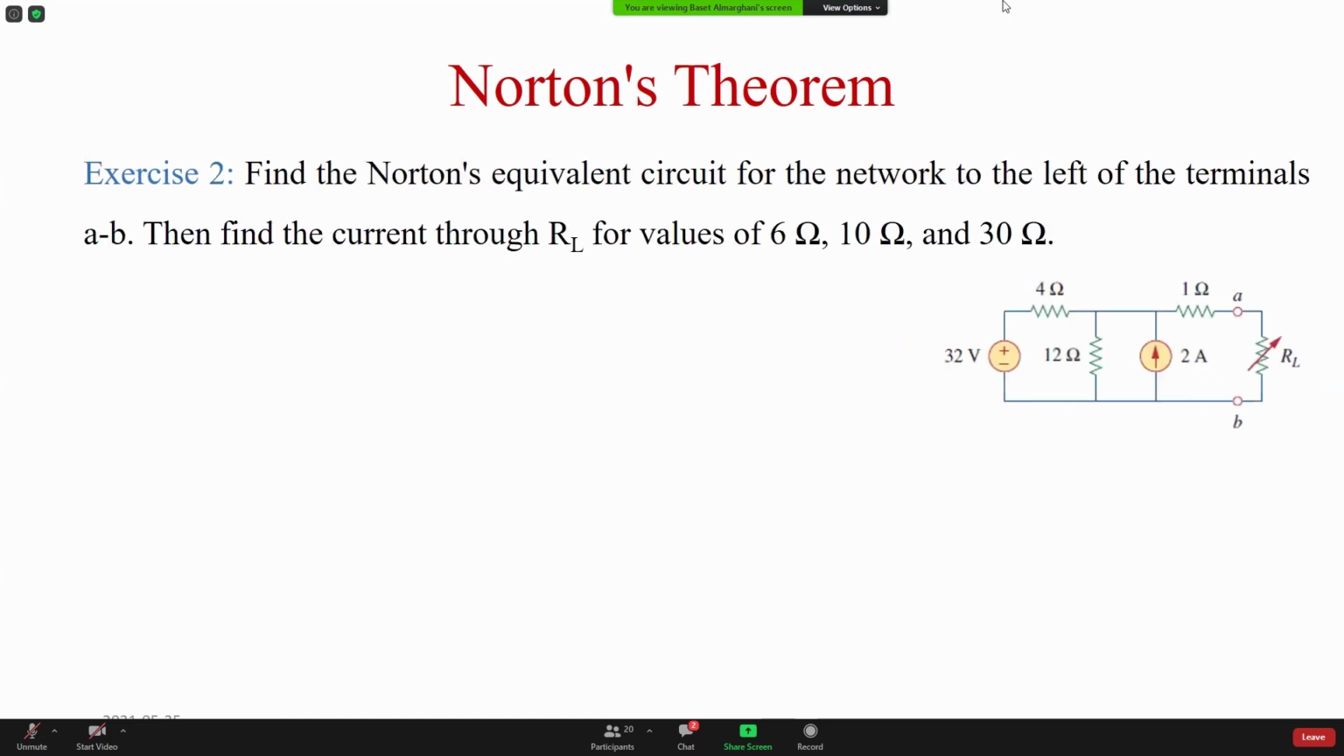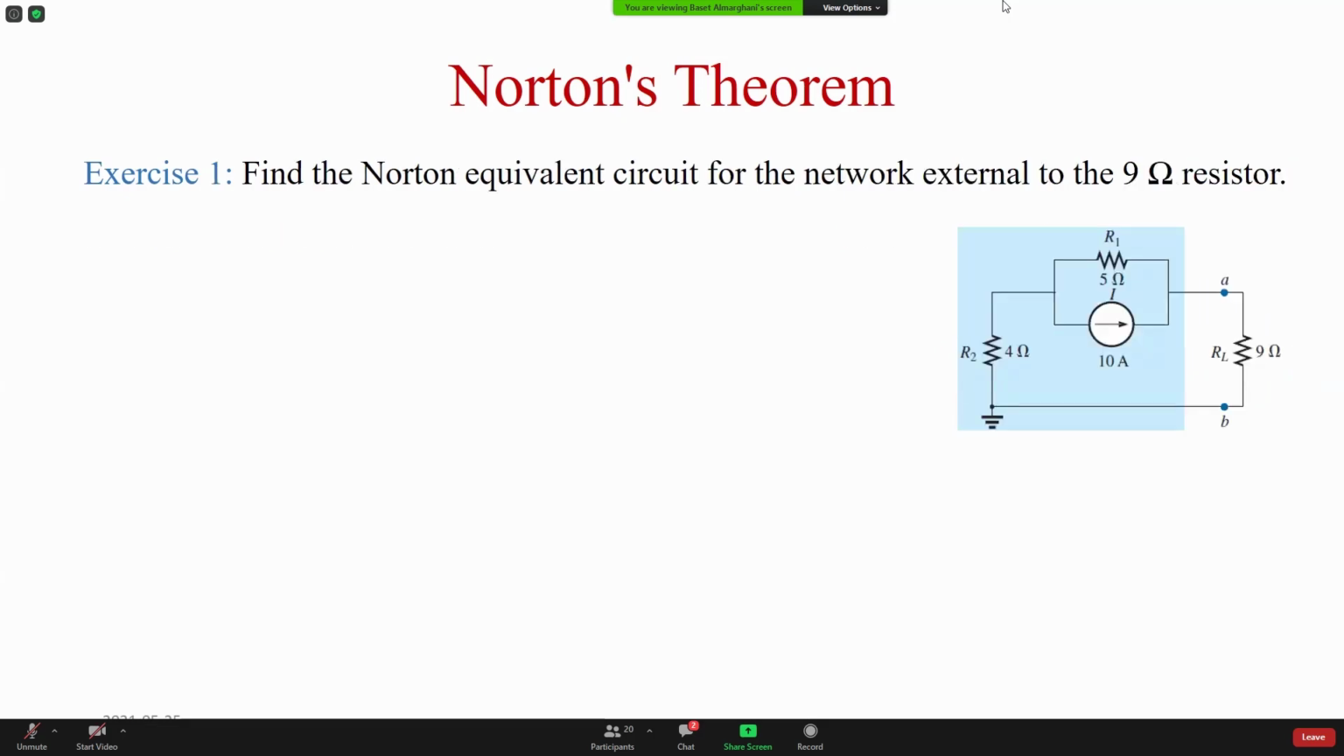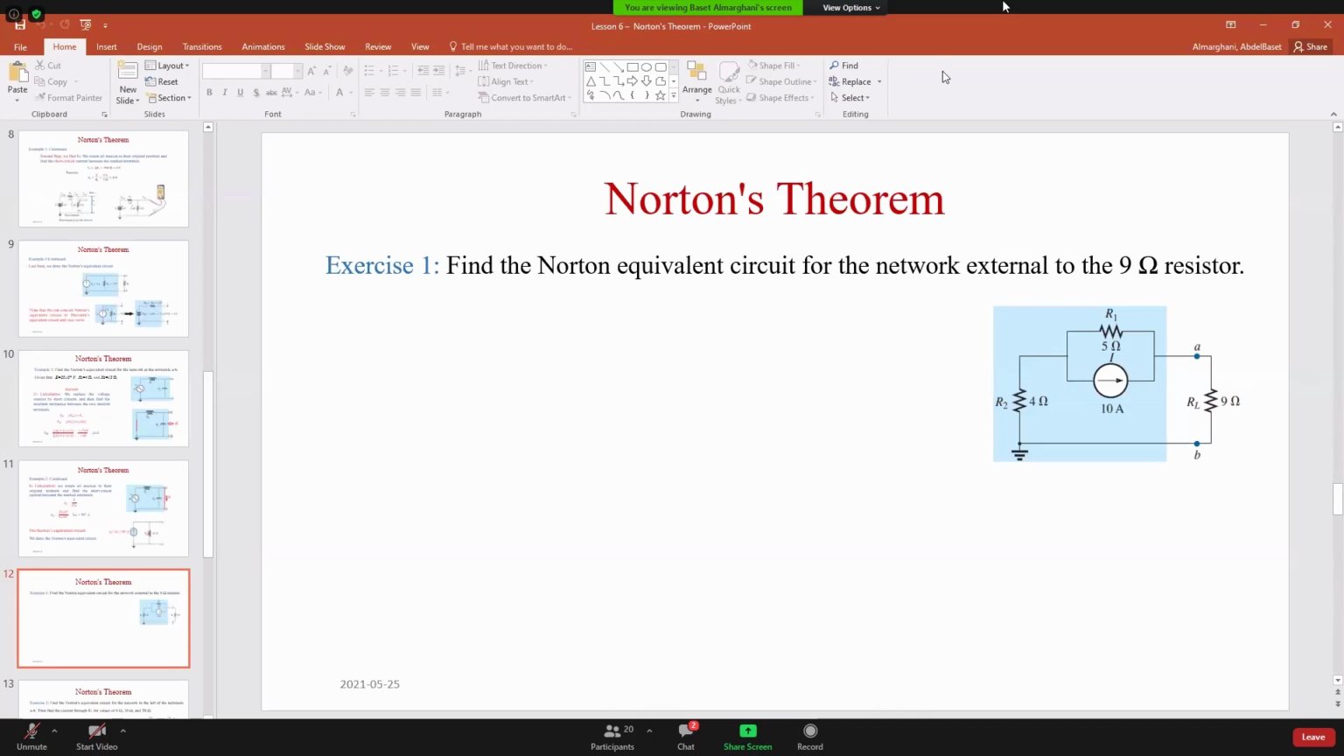Okay. See, in this question, we found the Norton equivalent circuit. Now we're going to find the Thevenin equivalent circuit. Try to do the first exercise, please. When I say try, please try it. I'm going to do the attendance one more time.